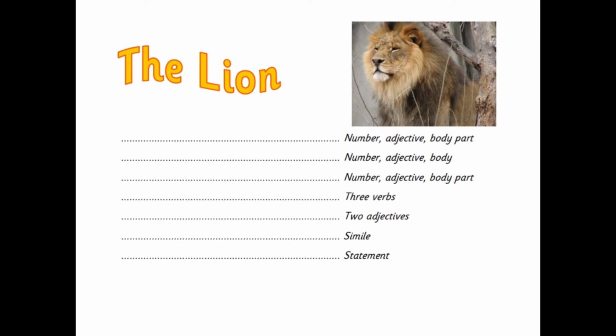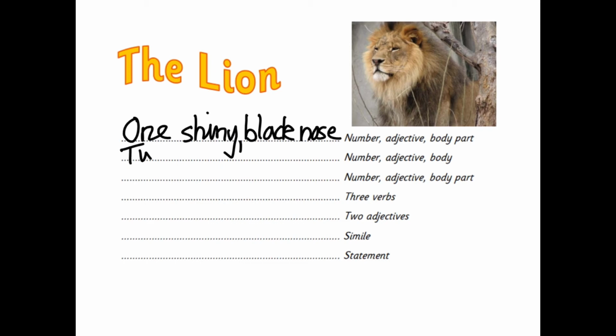So I'm going to do one, I'm going to write the word wrong, one shiny black nose. I'm going to put a little comma in there. So one shiny black nose. Then there's another number, adjective, body part. So I'm going to do two furry ears.